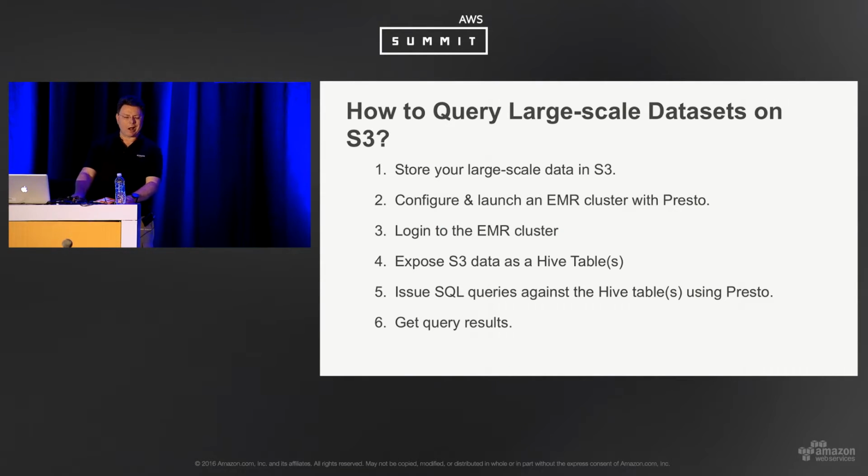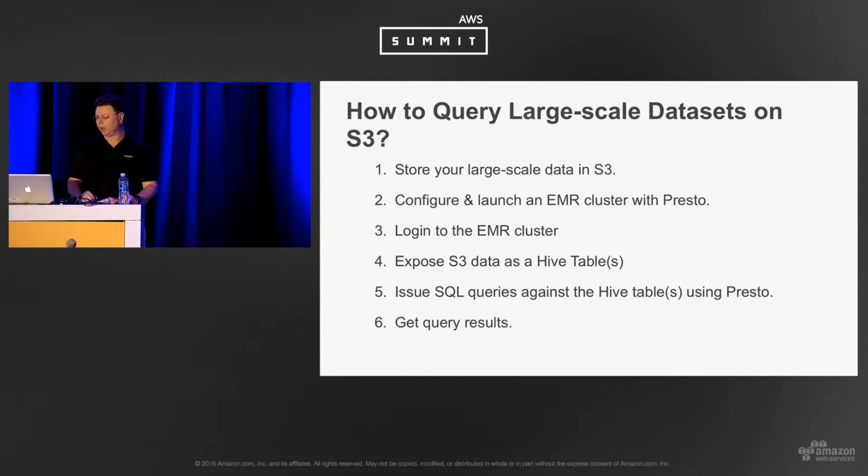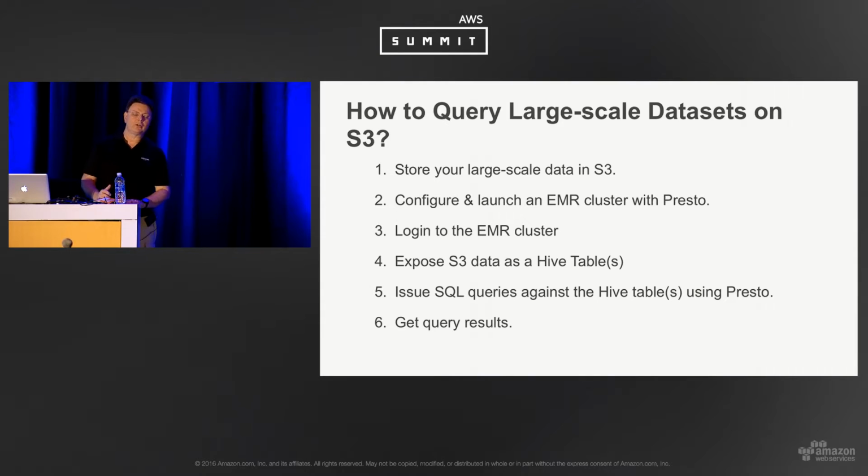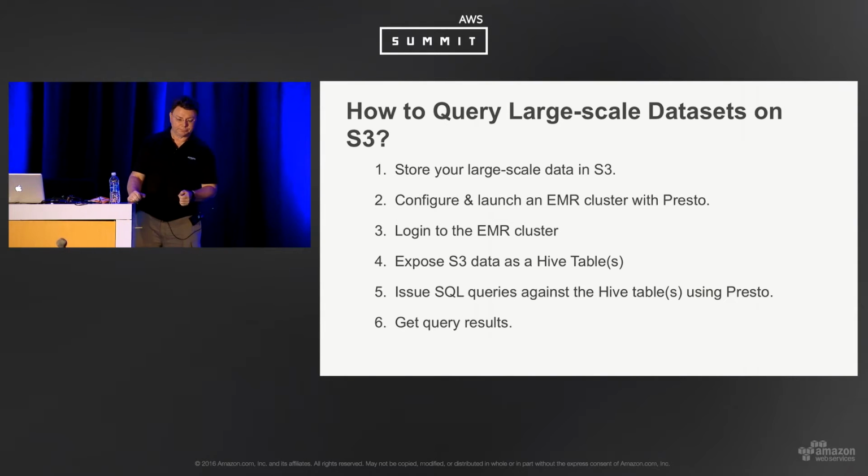All right, so at a high level, what does it take to query large-scale data that's in S3 in a high-performance fashion? There are basically 6 high-level steps. First of all, you put your data in S3, and we'll look at a variety of ways in which that can happen. You configure and launch an EMR cluster with Presto.